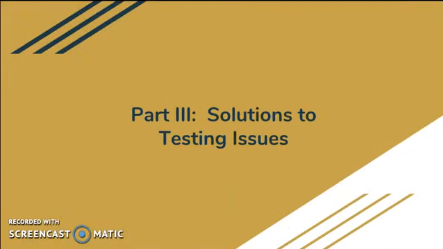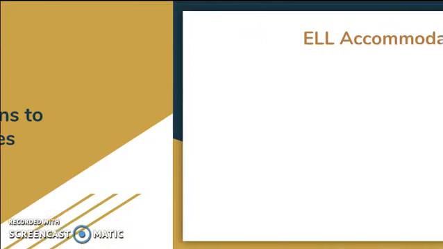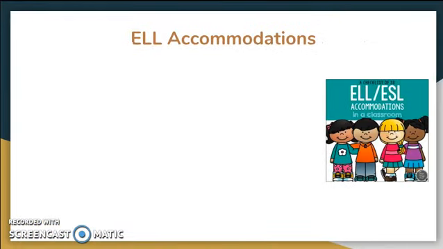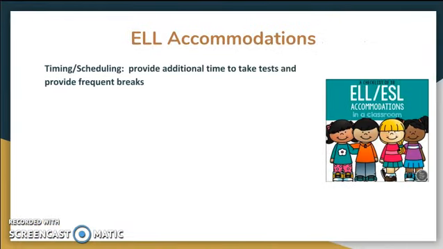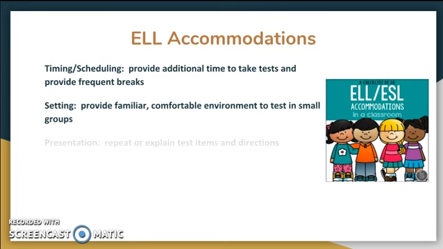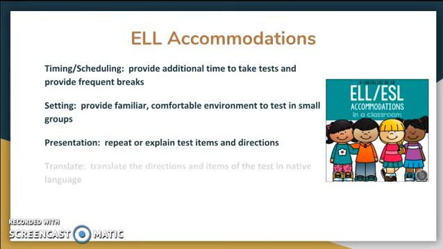Part 3. Solutions to testing issues. One way to solve testing issues when assessing ELL students is to make accommodations. These may include additional testing time with frequent breaks, ensuring a comfortable learning environment. Remember, we are always trying to see what they know, not what they are unable to answer because of the language barrier.